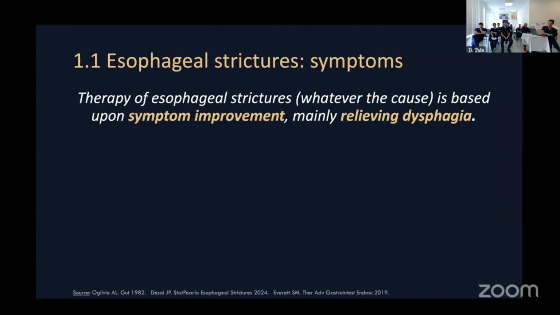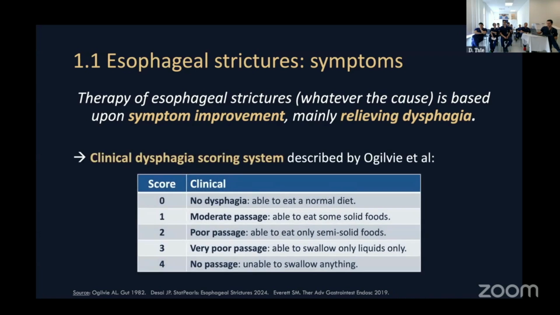And so why is this important? Because the therapy of these strictures, whatever the cause is, is based upon symptom improvement, and this is mainly relieving the dysphagia, the main symptom. We can use a clinical dysphagia scoring system for this. This was originally described for palliative treatment of esophageal cancers and how to evaluate before and after treatment. But this is actually widely applicable to all types of esophageal strictures.